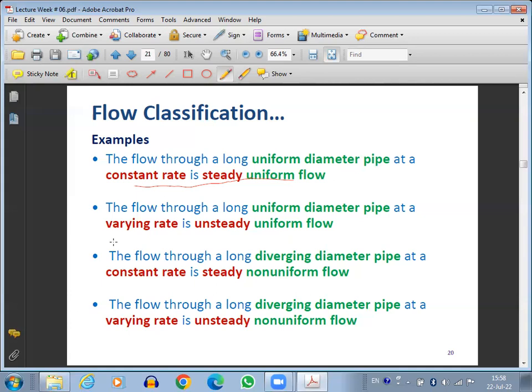A steady or unsteady flow: with time you are changing the flow. If you are changing the flow with time, that is unsteady. If you are not changing the flow with time, that is steady. Okay. Then flow through a long diverging pipe.